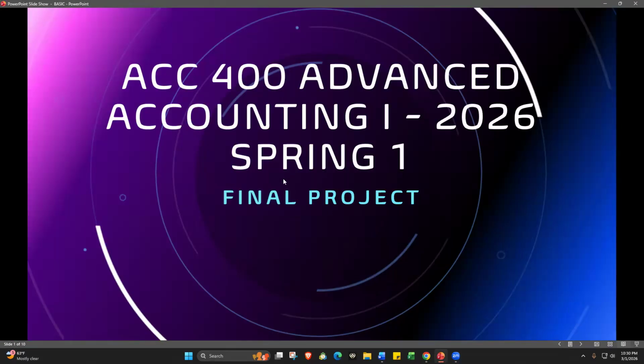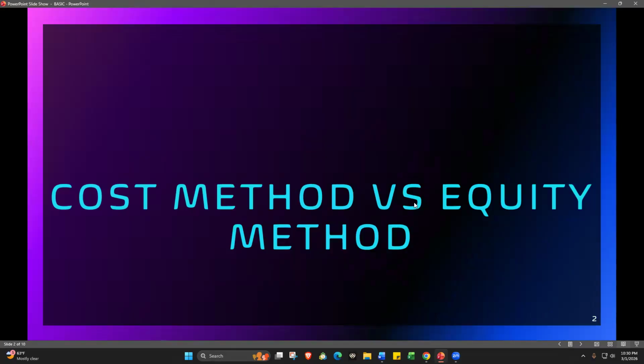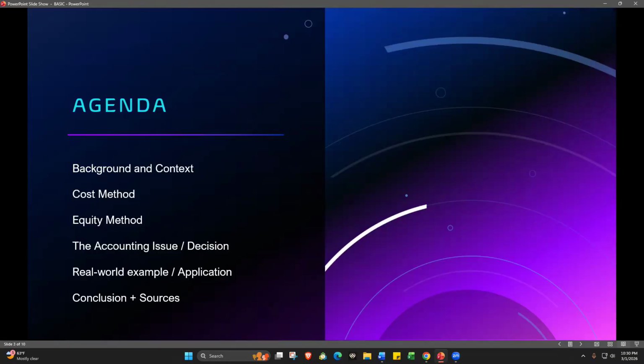Hi, Professor. This is my final project, the cost method versus the equity method. And here's the agenda. I'm going to talk about the background and context, cost method, equity method, and accounting issue, decision, real world example, and its application, and the conclusion. And I'm going to add some sources.